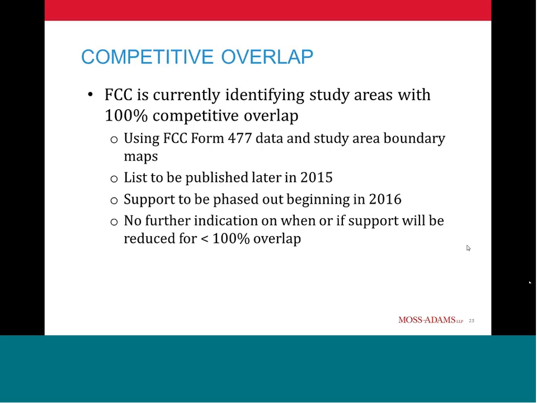Now, that reduction in high-cost support will be phased in, or support will be phased out, over a 3-year time frame beginning in 2016. And each year thereafter, the FCC will further analyze whether additional companies have 100% overlap by a competitive provider. And so even if you're safe in 2015, competition could increase over time, and there could be risk in the future. The FCC has indicated previously that they're looking at reducing support in areas where there's less than 100% overlap. They have not gotten to a final solution there, so we don't know if or when they're going to apply a reduction in support for less than 100% overlap. But it's something important to consider that may have some significant implications on your company.